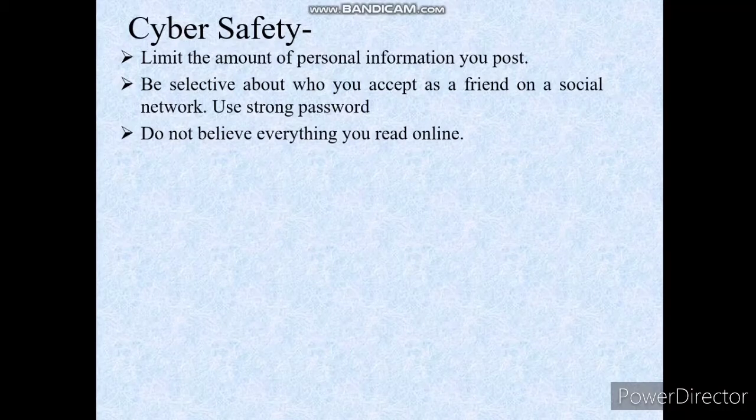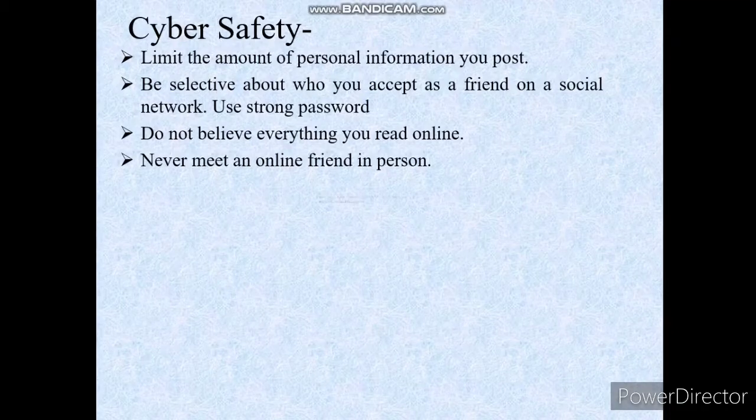everything online. Next is, never meet an online friend in person, right? If you do not recognize any online friends, then never meet that person online who you don't know about. Never meet an online friend in person. Don't meet any online friend whom you don't know, right?